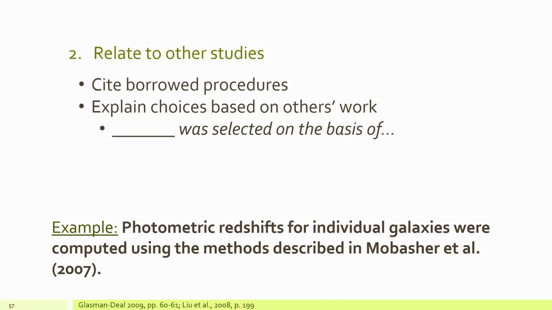Here, Liu et al. give credit to Mobasher et al. for a portion of their methods. "Photometric redshifts for individual galaxies were computed using the methods described in Mobasher et al." Li et al. did not relate to other studies in their methods section, and it may not be necessary to do so if you provided sufficient background in the introduction and your methods aren't derived from others' work.